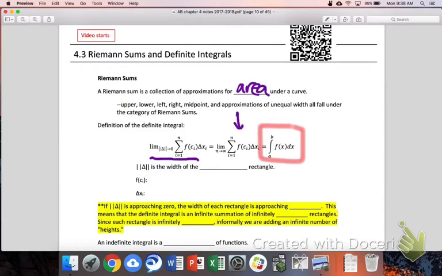Say again? Slope of the tangent line? Instantaneous rate of change. You could also say slope at a point, kind of goes along with the idea of slope of the tangent line.